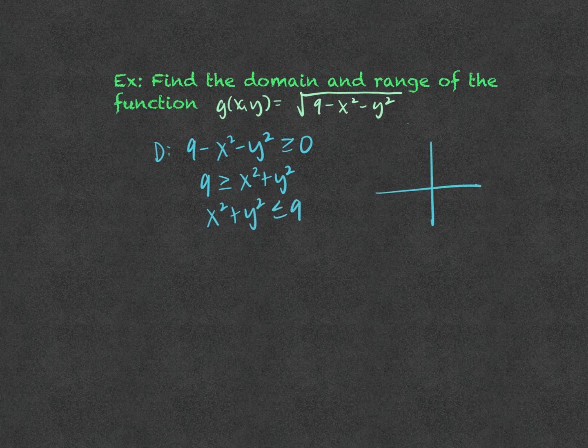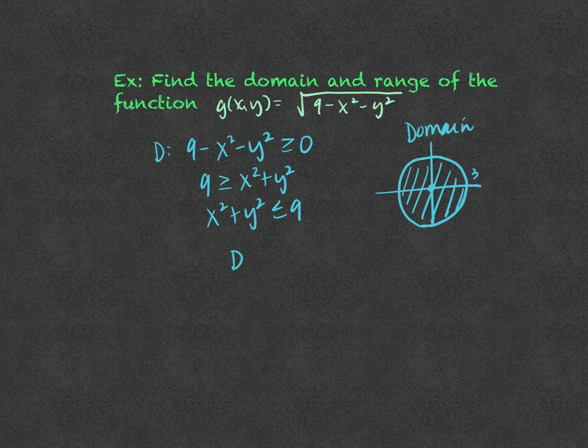So if you think about your domain and range as x and y's, what we have is a circle with a radius of 3, and it's less than, so it's inside that circle. So that's our domain. The center is 0, 0, and the radius is 3. And that helps us figure out our range.